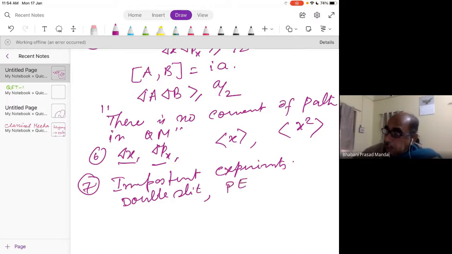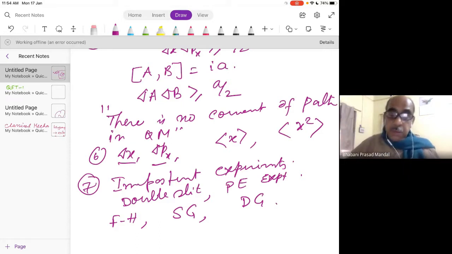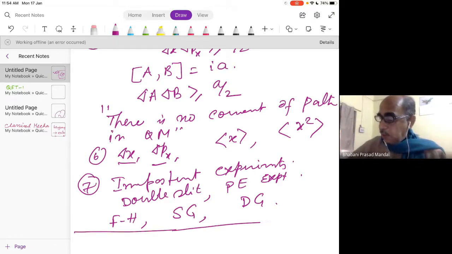Photoelectric experiment. Compton effect experiment. Franck-Hertz. Stern-Gerlach. Davisson-Germer. These experiments, what they are and their predictions, please learn. Up to this, I am expecting that you should know all these things. Now in the next class we'll start from how to calculate.